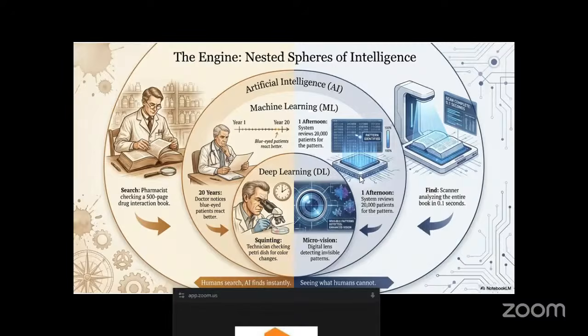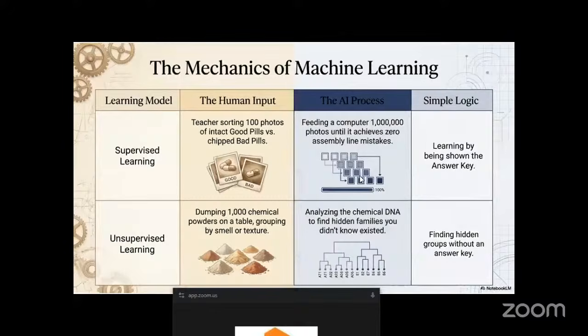In the same manner, machine learning reassesses past data from the past 20 years. Whereas deep learning helps, like neural networks, to analyze which is better, which is up to the mark. It has supervised learning, where the teacher has given 100 photos of intact good pills versus bad pills. So it takes some time for humans. Whereas AI processes all the photos and analyzes even small issues. It will detect any issue in a fraction of seconds.